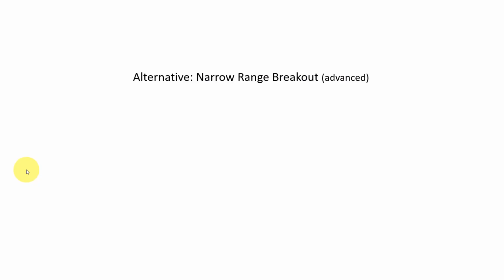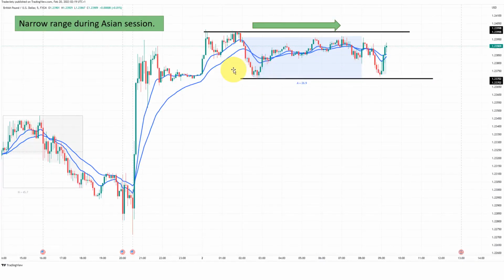There is also the alternative to trade an advanced approach of this strategy, which is a narrow range breakout. So what we do is, instead of looking for an Asian trend, we look for a very narrow range during the Asian session, and then we trade breakouts. So here you can see the Asian session is very, very small, very narrow. And then we look for a breakout into either side and we trade the continuation.